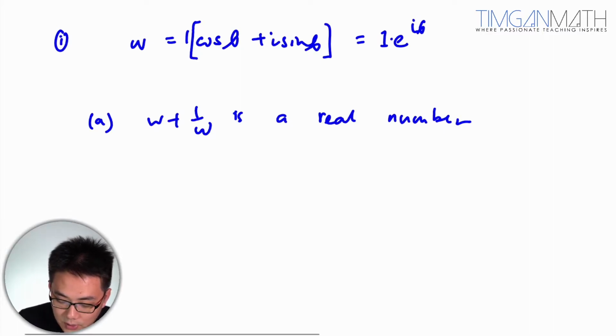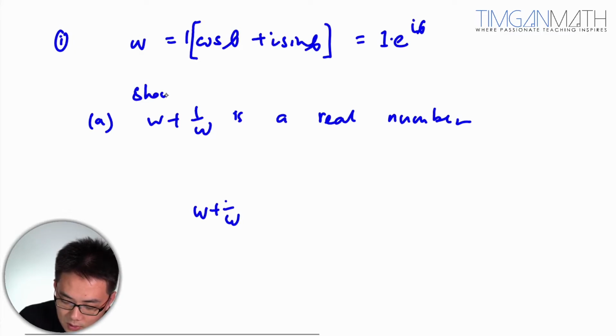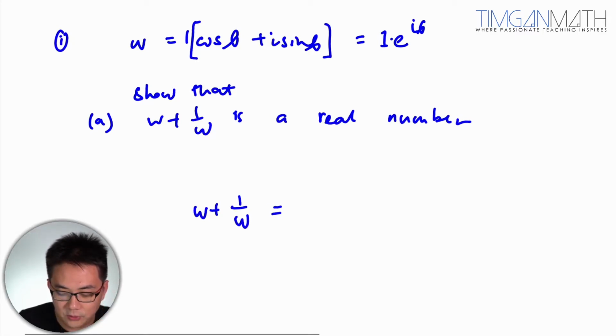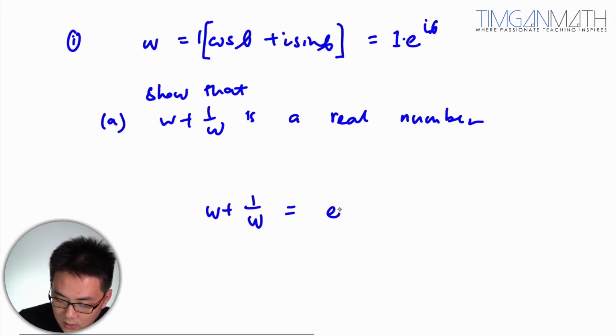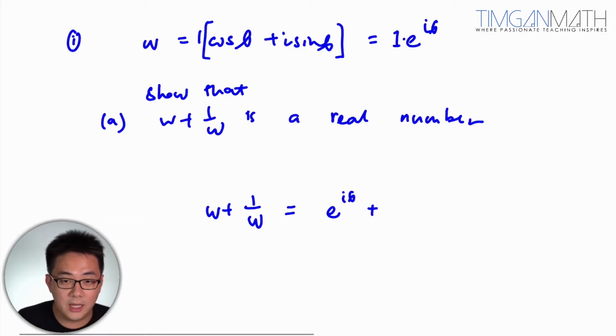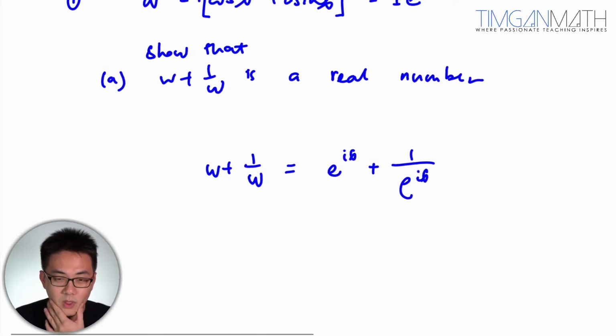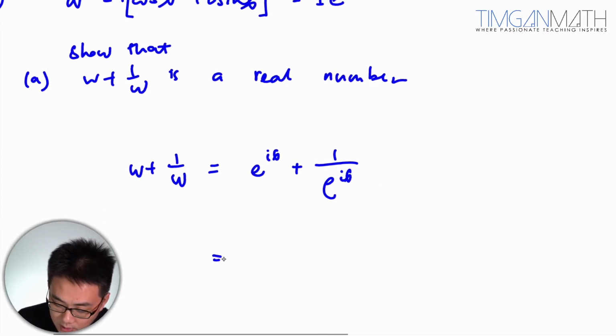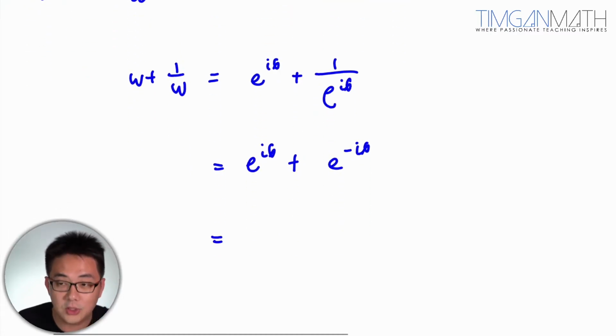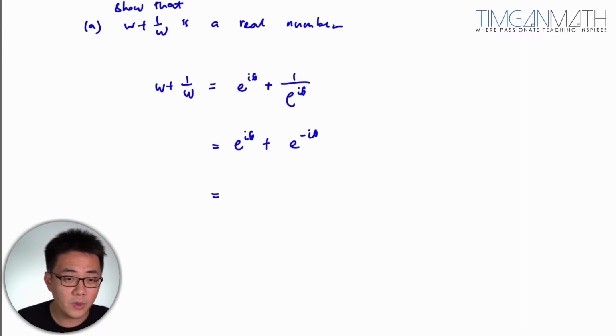Then after which we're just going to let w plus 1 over w. So I'm going to start off by changing this to exponential form because it's easier for me. So I'm just going to leave it as e to the i theta, 1 over e to the i theta. Okay, so once this is done, what I'm going to do is put e to the i theta plus e to the minus i theta, and then I'll change to the Cartesian form, using the trigo form first.